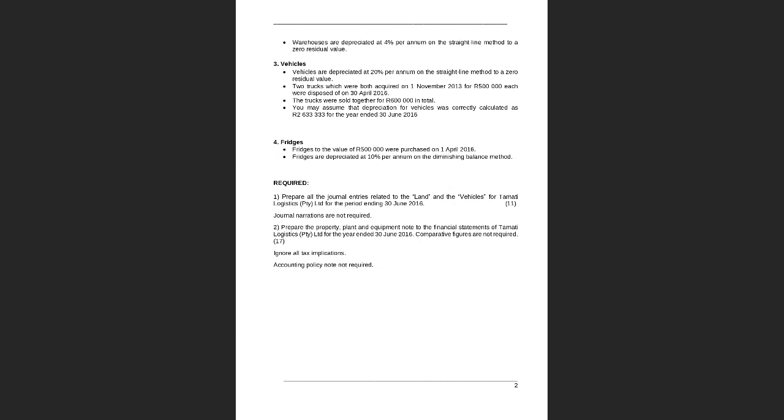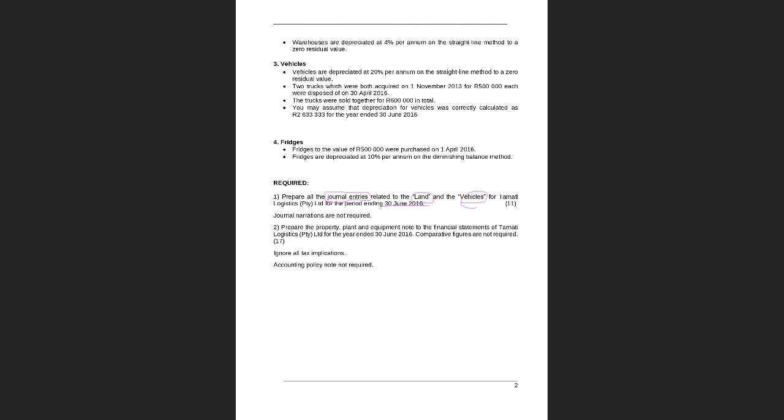Okay, so if we look at the required, the first number one says that we need to prepare all the journal entries. Okay, so journal entries is what we need to do related to what? To land and to vehicles. Okay. For the company, for the period ending 30th of June 2016.